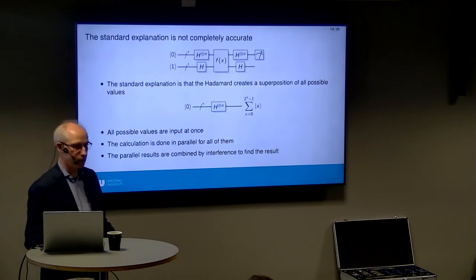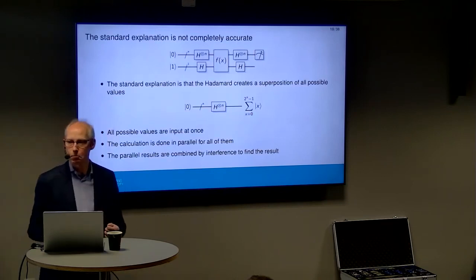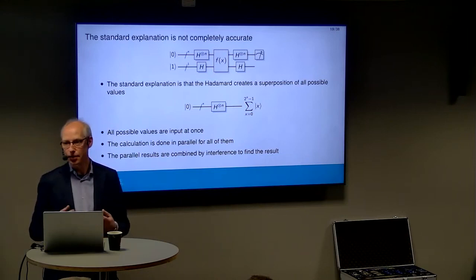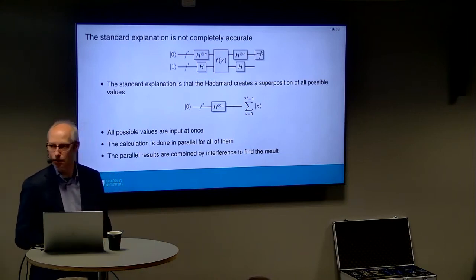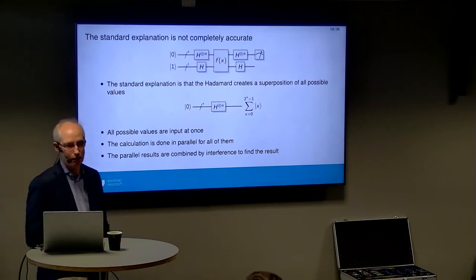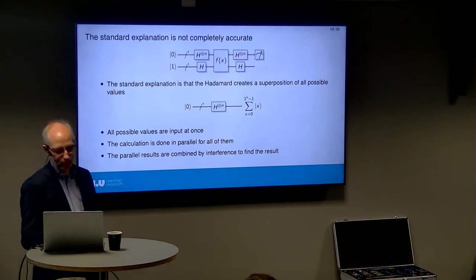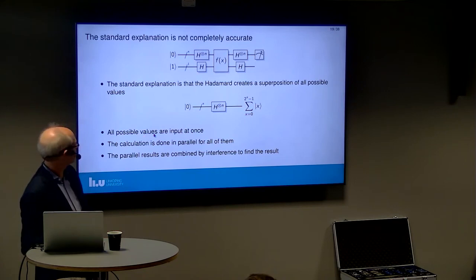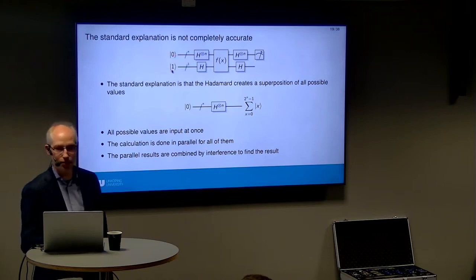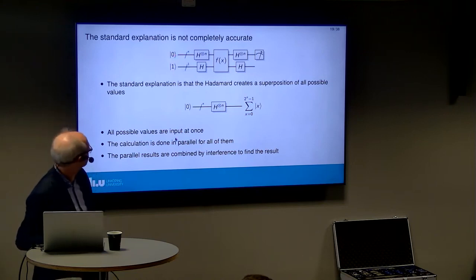So the standard explanation, it's an explanation, but it's not completely accurate. I would say it's not the best explanation. It's not wrong, but it's not the best. I mean, sure, all possible values are input at once. The calculation is done in parallel. You can understand it like this. The parallel results are combined by interference to find the result. But it's really important that there's a 0 here and there's a 1 here. That's not in this explanation.